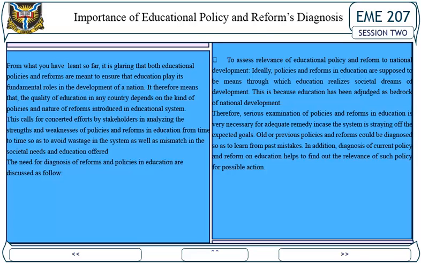Importance of educational policy and reforms diagnosis. From what you have learned so far, it is glaring that both educational policies and reforms are meant to ensure that education plays its fundamental roles in the development of a nation. It therefore means that the quality of education in any country depends on the kind of policies and nature of reforms introduced in the educational system. This calls for concerted effort by stakeholders in analyzing the strengths and weaknesses of policies and reforms in education from time to time so as to avoid wastage in the system as well as mismatch in the societal needs and education offered.